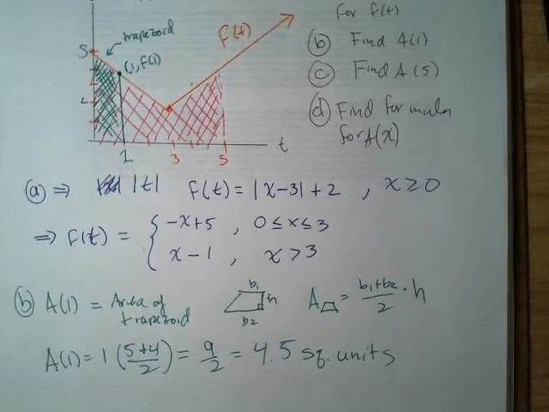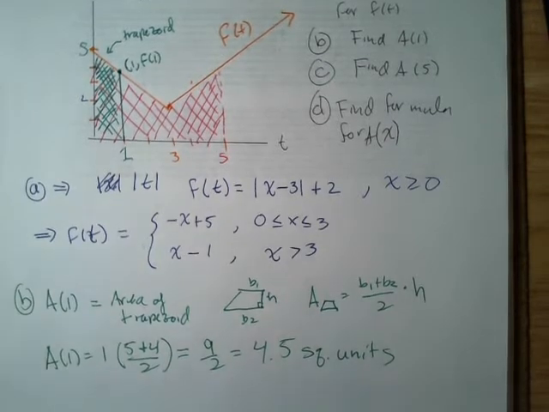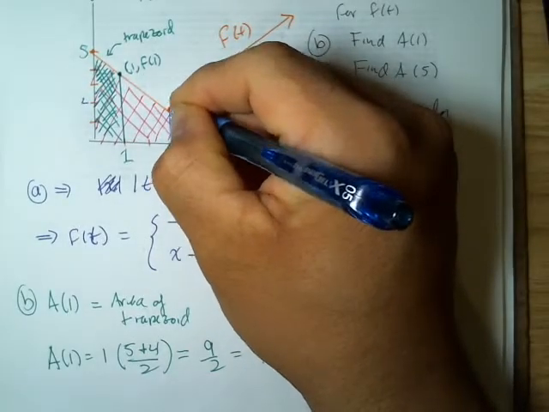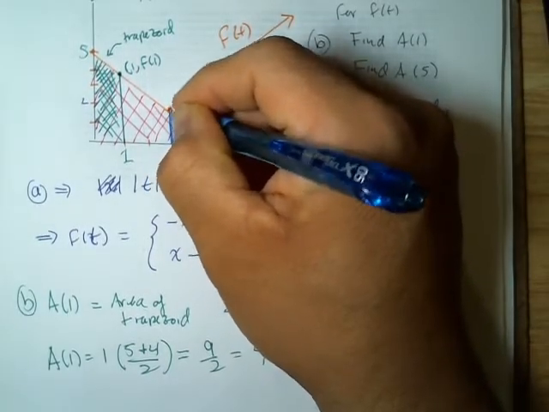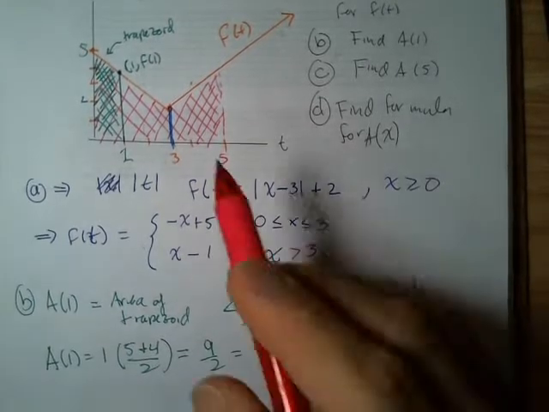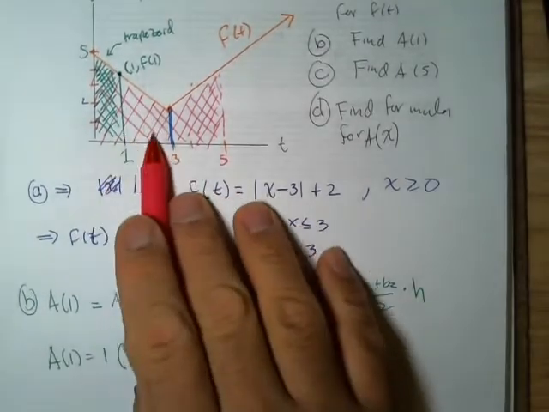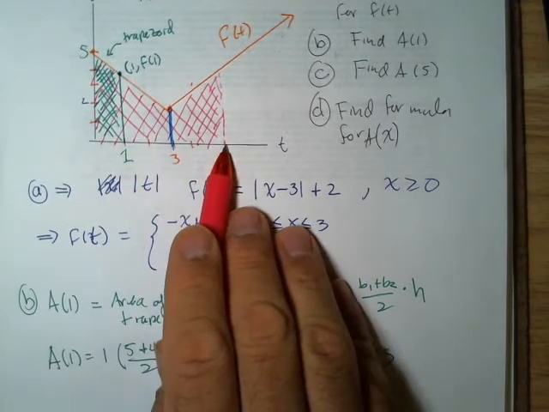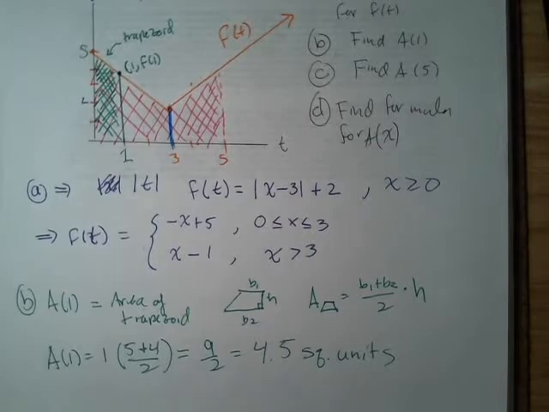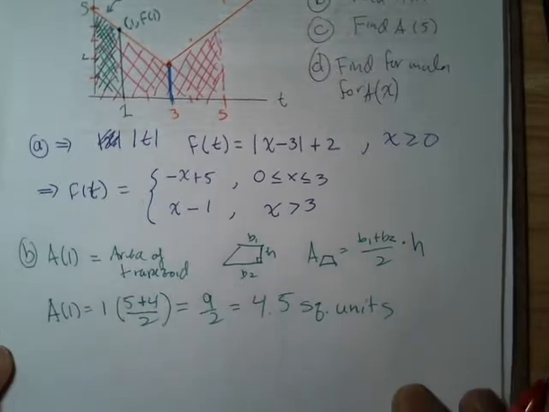Okay, now this doesn't look like a basic geometric shape that I'm used to, but I can actually make it look like that by splitting it up into 2 shapes. In this case, 2 trapezoids. From 0 to 3, I get 1 trapezoid, and then from 3 to 5, I get another trapezoid. So again, just using basic formulas of geometric shapes, I can calculate the area here.